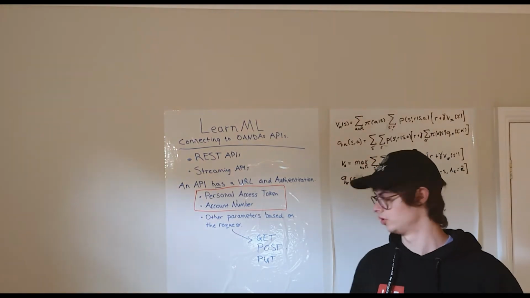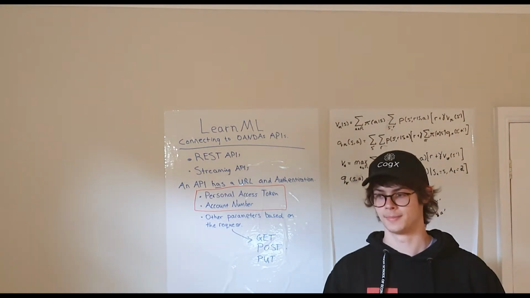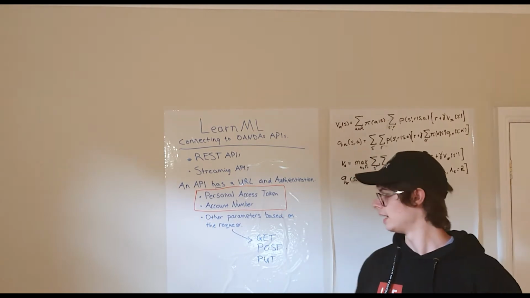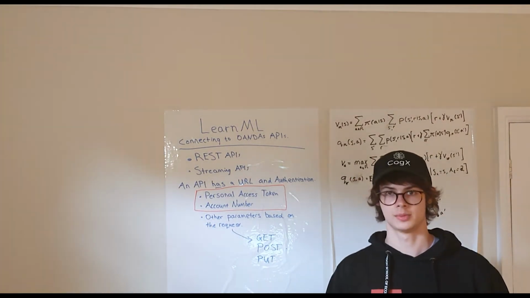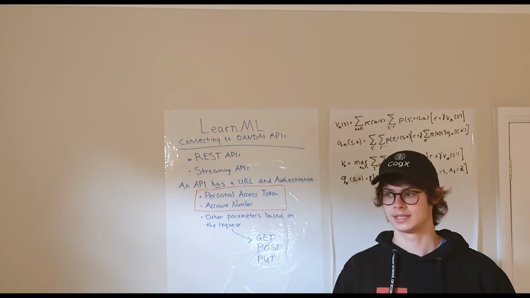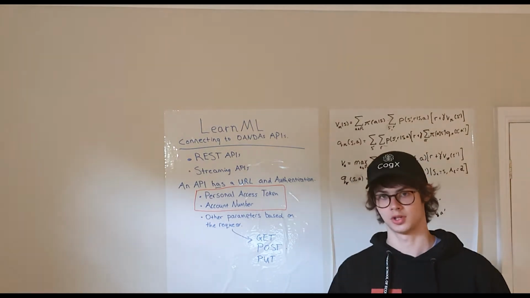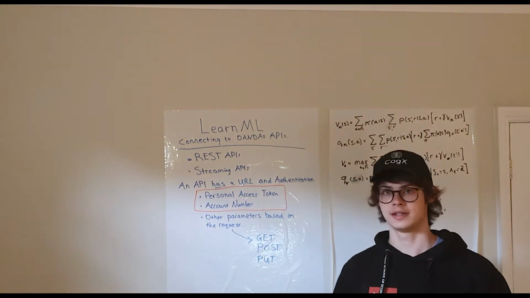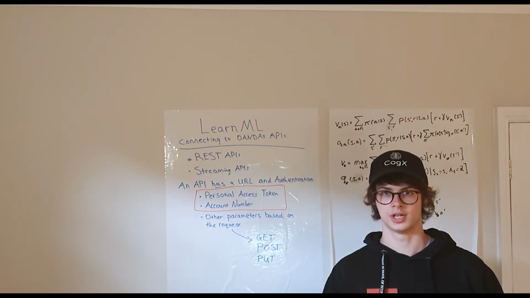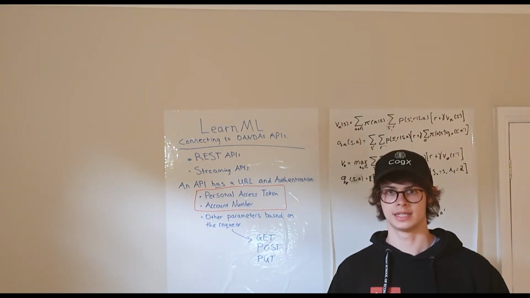There are also two or three main types of requests. GET is just for getting information about your account or about price data. POST is if you're trying to open a trade. And PUT is if you're trying to modify or close a trade. There are some other ones, but these are the main three.